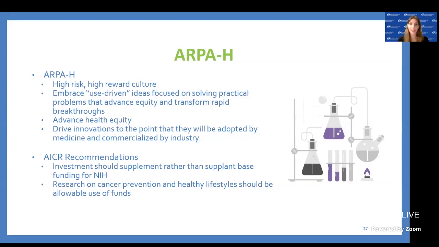So AICR is monitoring this closely and has recommended at a high level that investment in ARPA-H supplement rather than supplant base funding for NIH. So we don't want money for this being taken away from NCI, for example. And we also want to ensure that ARPA-H funding can be used for research related to cancer prevention and healthy lifestyles, the type of work that you all do. So we will be providing updates as we learn more over the next fiscal year, but I thought this might be something that you all would be interested in.